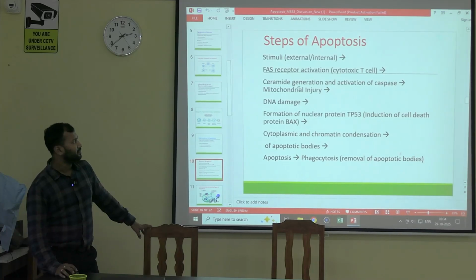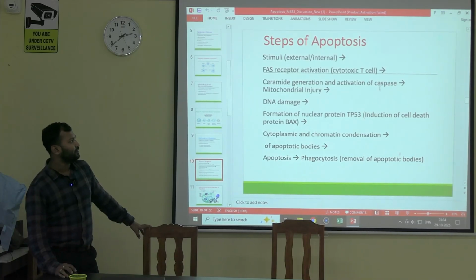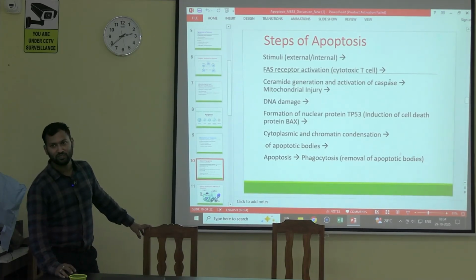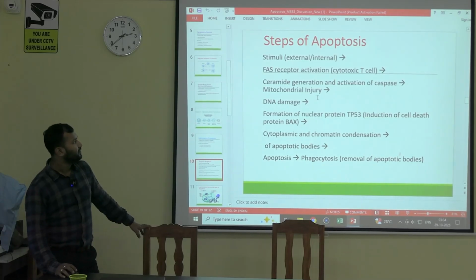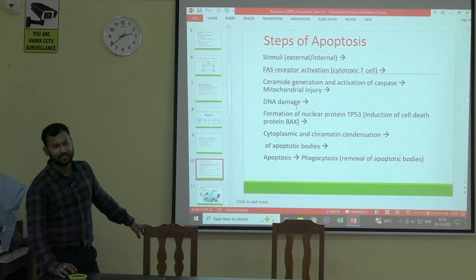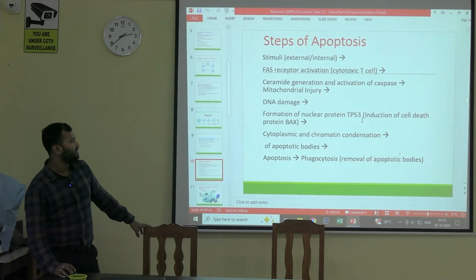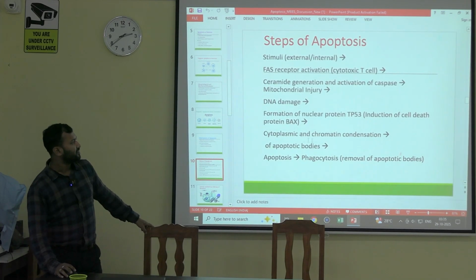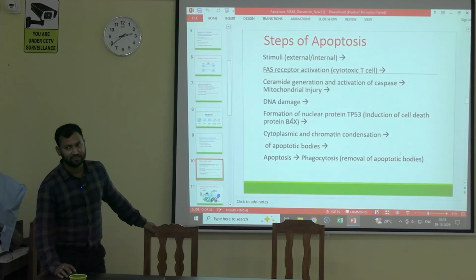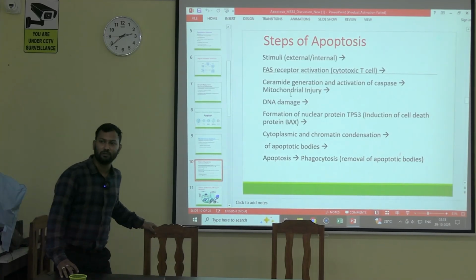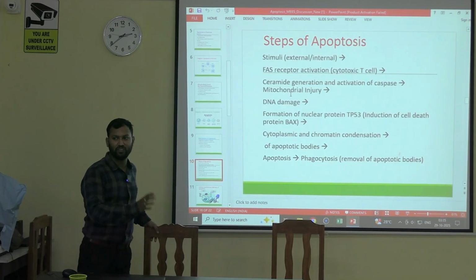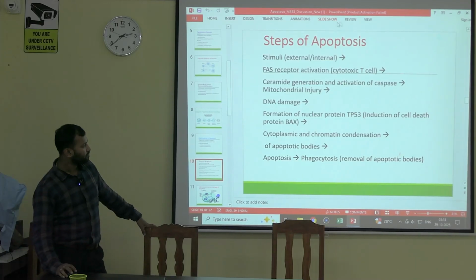Then there is ceramide generation and activation of caspase. I told you there is a protein called caspase which is responsible for breakdown of the cell. Then there will be mitochondrial injury, which is followed by DNA damage. Then formation of nuclear protein TP53, which induces cell death protein, which is called BAX. So there is some complex mechanism involved here. Just try to get the overview of what occurs in this.